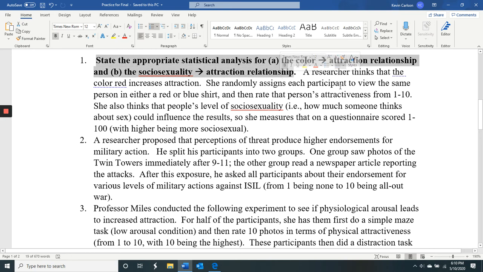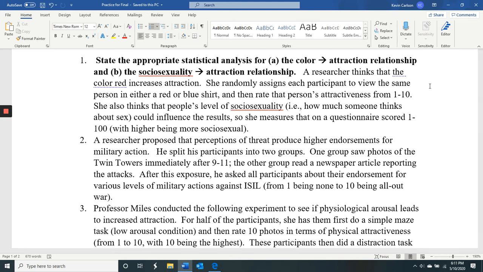So the first one's a little bit more complicated because we have actually two things we can look at, because the outcome is attraction. So we have an IV. Again, you don't have to label it, but one variable is color. So in this case, red, for example. So does red cause more attraction? So that's one relationship we want to look at. The second relationship is social sexuality. So does social sexuality affect attraction? So there's actually two things here to answer. But first, there's three variables, so let's label the level of measurement of each of the variables.